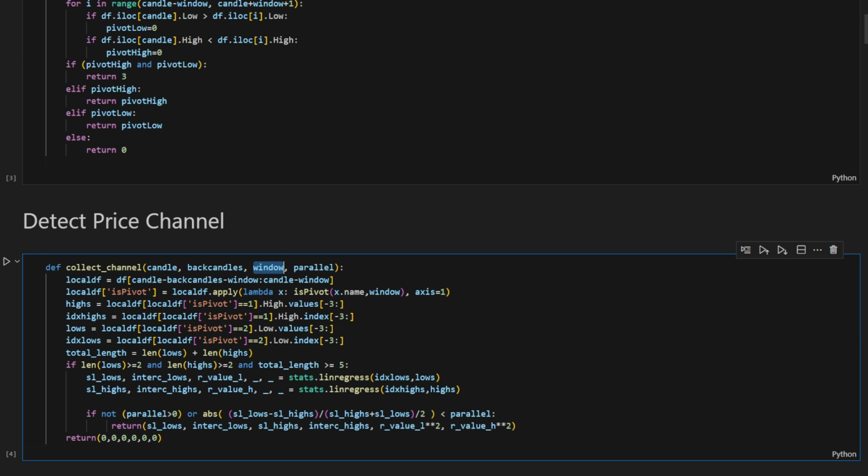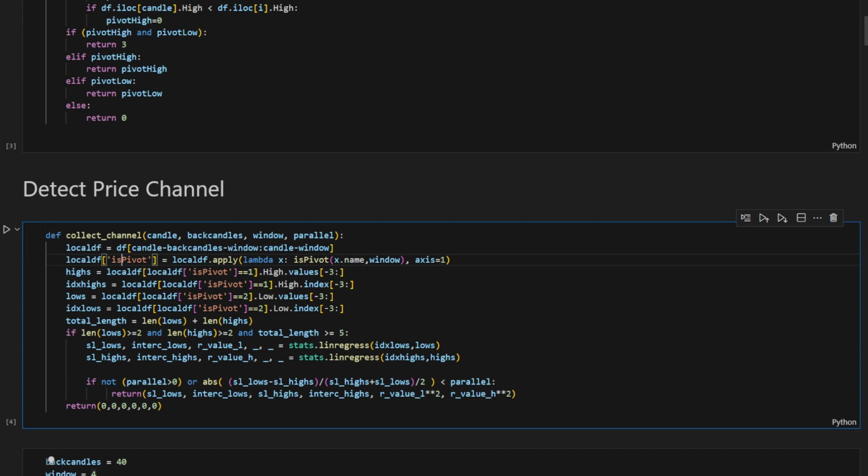Inside of this function, we're taking a local data frame, so the slice of the candles that we're going to apply our study on. We're checking the isPivot, so we're applying isPivot. And then we are looking for highs, the pivot highs. I'm taking only the last 3 of those, if we have 3. So if it's 2, then we're just taking 2, but we're limiting the slice to the last 3 points. Same, we're also storing the indexes of the highs, the lows as well, and their indexes. Remember, we're taking a maximum of 3 lows and 3 highs at this point.